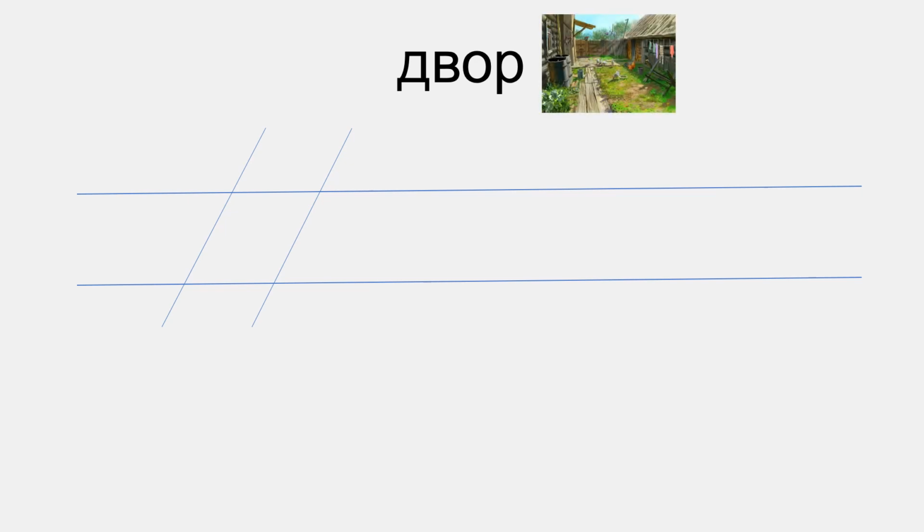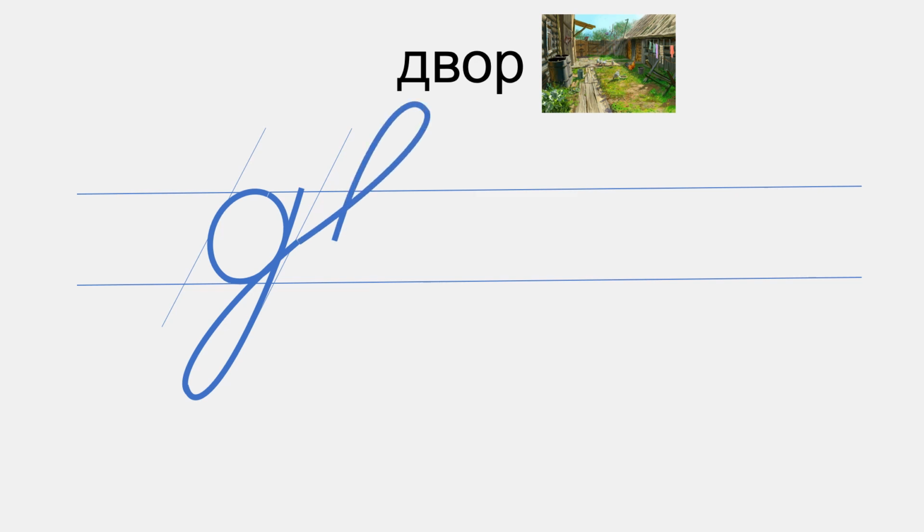The second word I chose for practicing with V is the word dvor. Dvor means court or backyard. I picked a very nice picture of a typical backyard from a Russian village. So we start with the oval, descending loop, and here is something very important, guys. Try to connect this loop to the ascending loop of letter V, like that. Finish with oval. Look, this is a very nice connection.